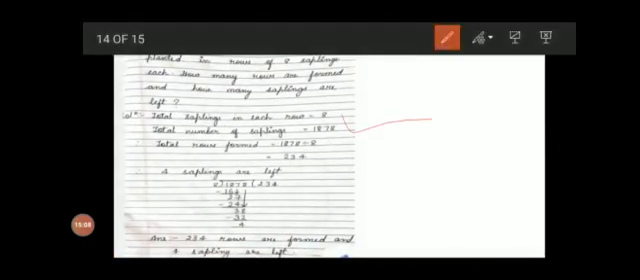Okay, and second statement we will write here, total number of saplings. So how many saplings are given? 1878. You can see here, 1878. Okay, now total rows formed. So what we have to do? We have to divide this number. If we divide this number, we get here 234 as quotient and 4 will be the remainder. It means how many rows are formed? 234 rows are formed and 4 saplings are left. Okay, it will be clear to everyone.